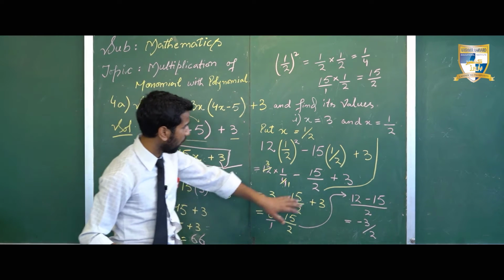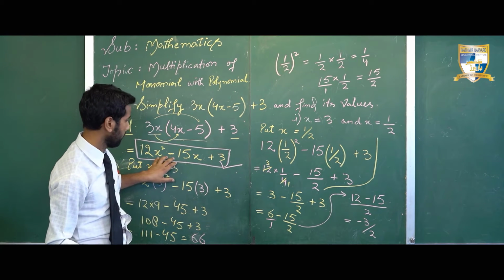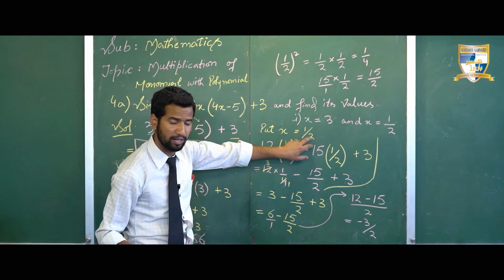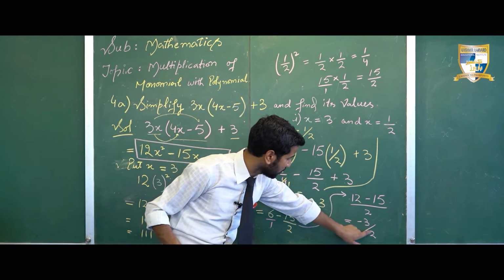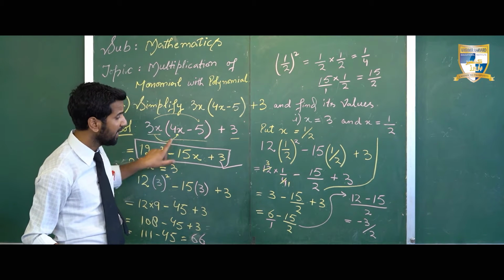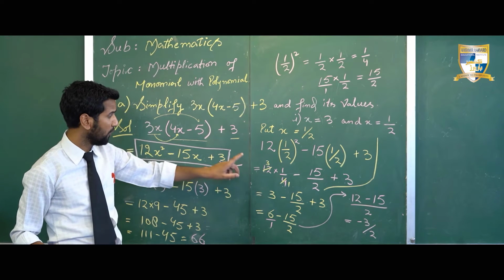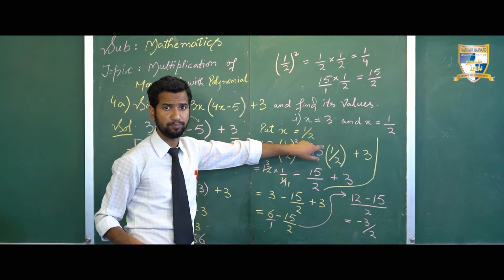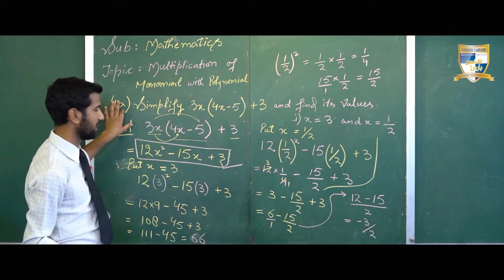So what is the value of this polynomial? When you replace x with 1 upon 2, it is minus 3 by 2. Once again, the value of this polynomial is minus 3 by 2 when you replace x with 1 by 2. So that is question number 4, part number A.